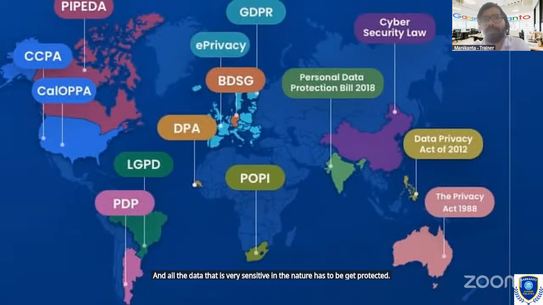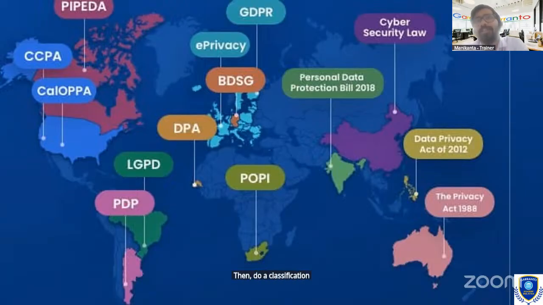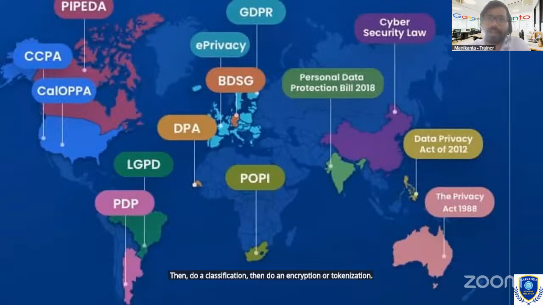They won't tell you how you have to protect it. But as a DPO, you have to help the organizations protect the information. That is something you have to take a call on, or you have to sit with the technology team to understand how you can protect the data. So first, you need to identify the data, then do a classification, then do encryption or tokenization. We only guide organizations on the steps, but the moment you have a DPO, he has to take care of all these things.